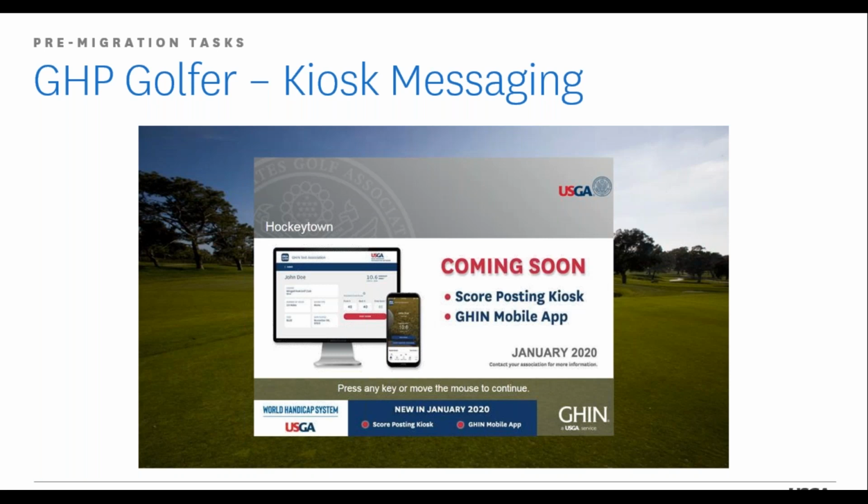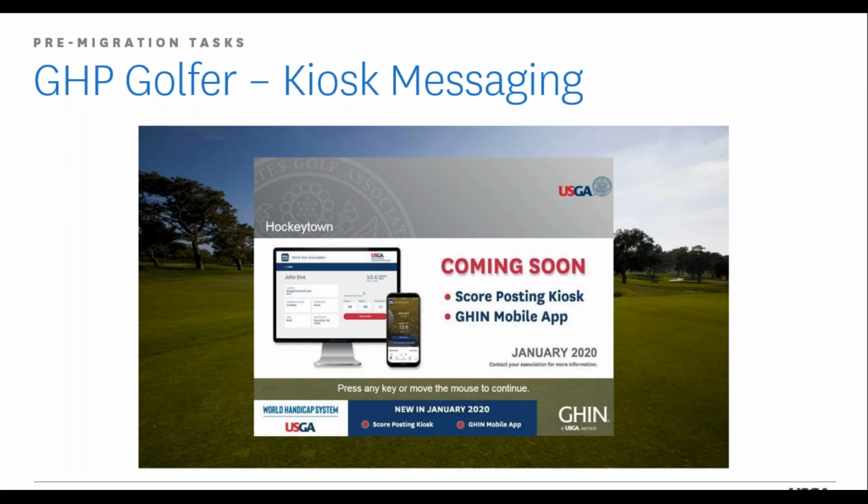So that middle section is really just a screen saver. So when nobody is posting a score on the kiosk, that's what the middle section can look like. Now, this is not to say that all associations did this, but some of them did take advantage of this messaging and push this down to your clubs. The bottom section where you see the white and the blue background, World Handicap System, that is the banner ad placement. So we took advantage of that space to put in a banner ad to alert golfers that something is changing, excuse me, come January 1st.